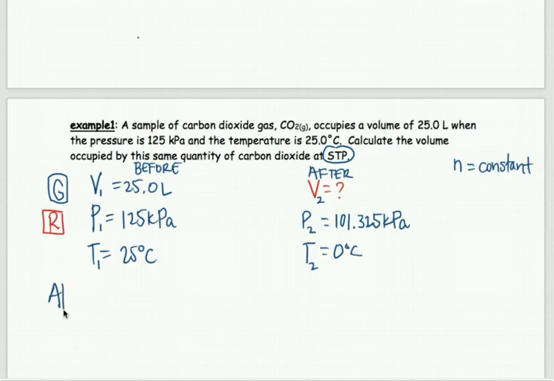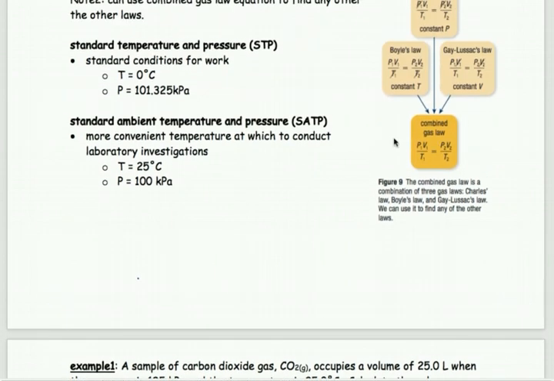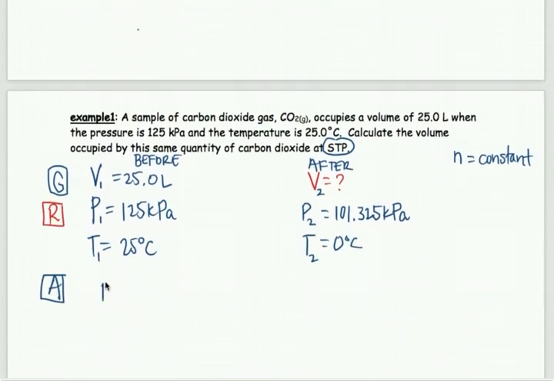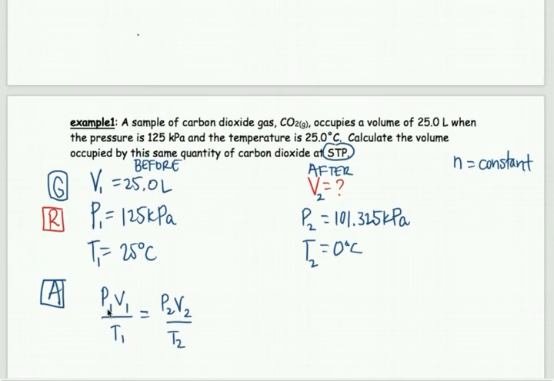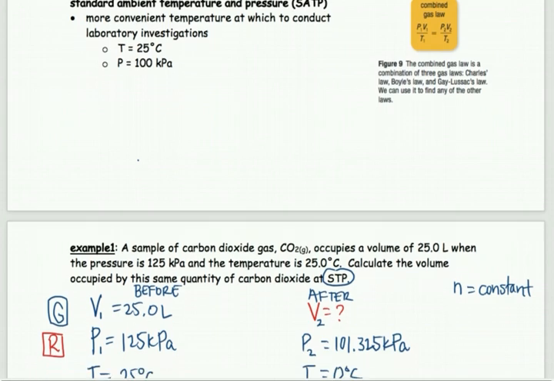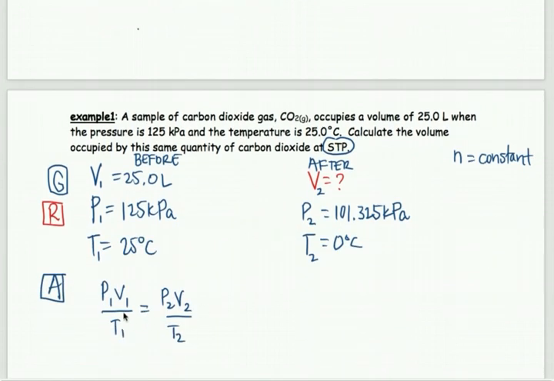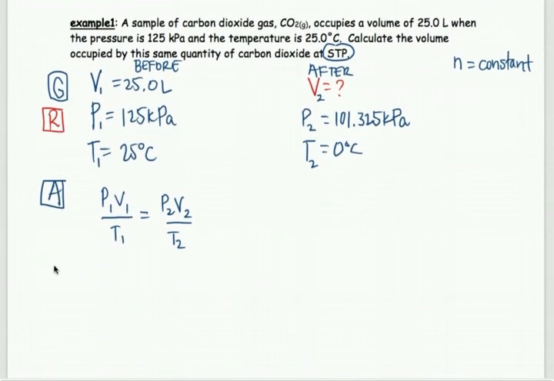So what's our plan here? We're going to use the combined gas law, so we're going to write that out. We always have temperature at the bottom and PV at the top. Pressure times volume divided by temperature equals pressure times volume divided by temperature. So we have our action plan. There's our equation. Now we're going to plug everything in and solve it.